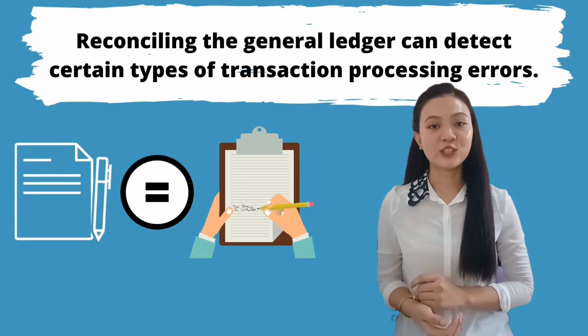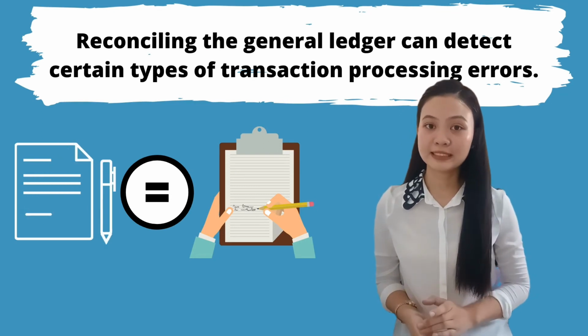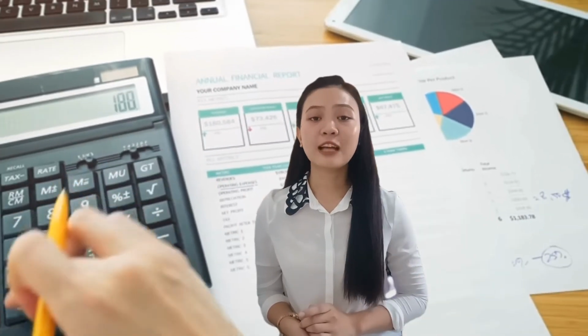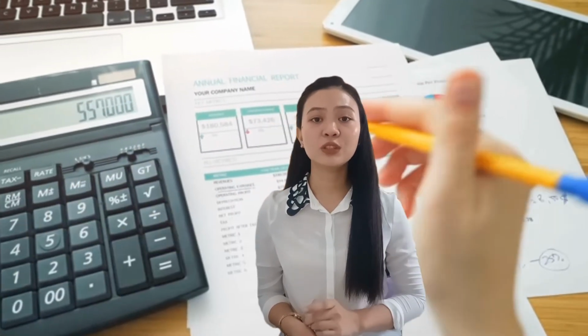Reconciling the general ledger can detect certain types of transaction processing errors. For example, the total of all reductions to accounts payable should equal the total cash disbursements to the vendors, meaning if we pay our liabilities, then our cash disbursements will be equally affected. A cash disbursement that is entered in the journal but not posted in the vendor's account would be detected by an imbalance in the general ledger.